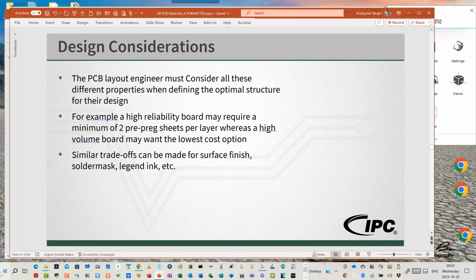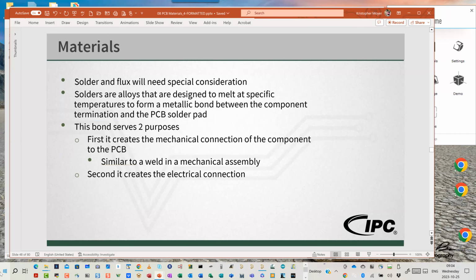Similar trade-offs can be made on surface finishes, solder masks, legend inks, etc. We just talked about the surface finish one. Kevin, great segue for me there. Some of the trade-offs we were talking about between immersion silver, immersion tin, ENIG, HASL, and so on. Okay, the last section here, actually, I take it back.